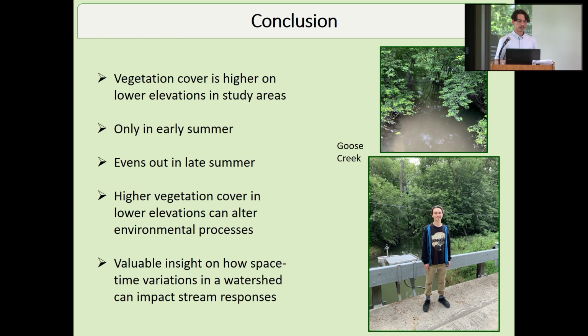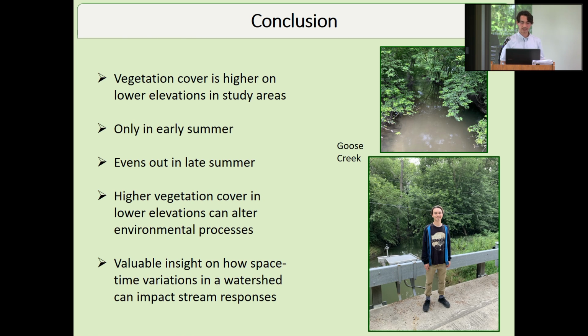So this study gave us the information that for that part of the upper Sangamon River Basin, the vegetation cover was higher in lower elevations in those study areas for the month of June, and then in July, the vegetation was able to catch up and was more or less equal.